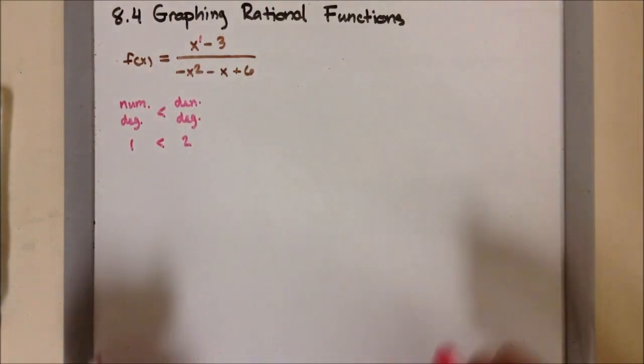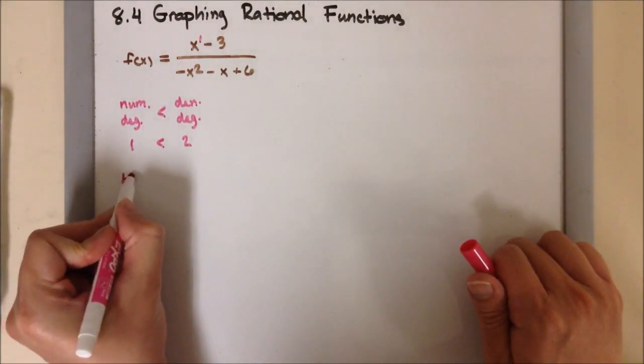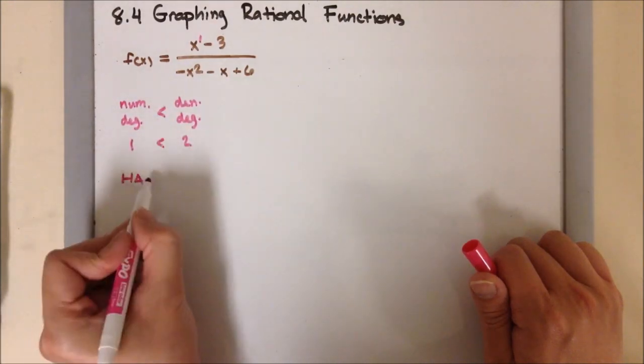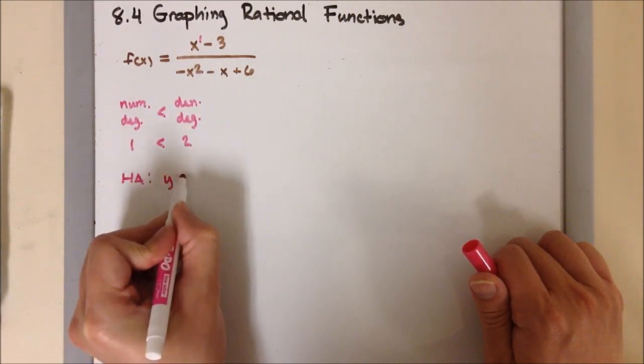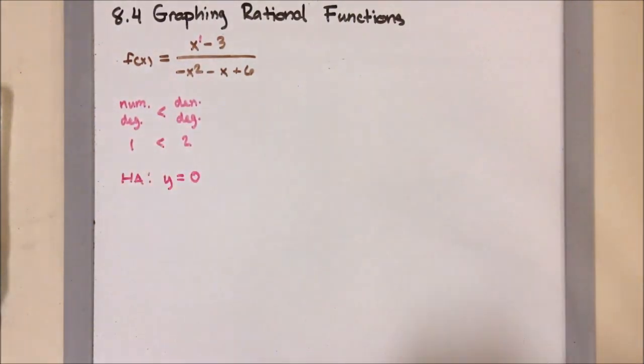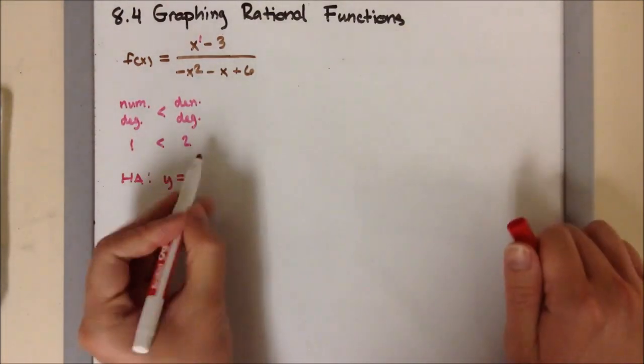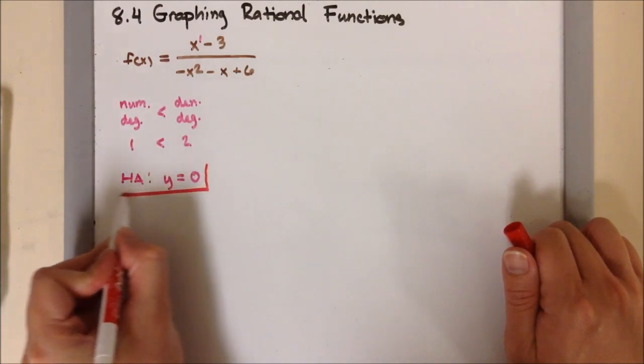So therefore, our horizontal asymptote, when the numerator degree is less than the denominator degree, is going to be y equal to 0. So that's our horizontal asymptote. And let me box that up.